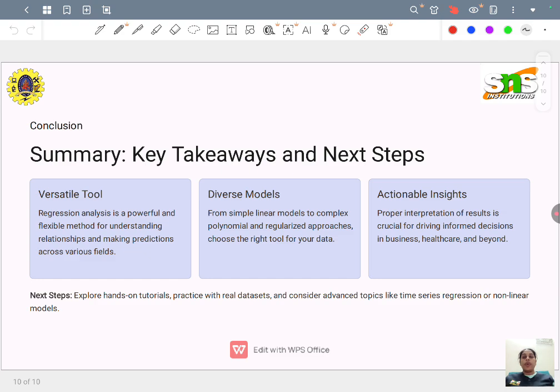Okay, to wrap up, regression is a versatile and powerful tool. Whether it is simple or complex, it helps us understand relationships and make predictions. The real power lies in interpreting the results correctly and applying them to real world decisions. For your next step, I encourage you to practice hands-on with real data sets, and once you are comfortable, explore advanced models like time series regression or non-linear models.